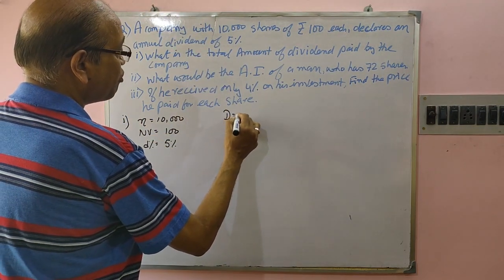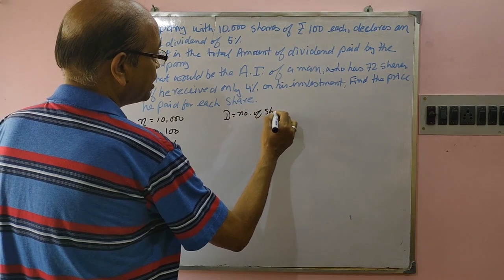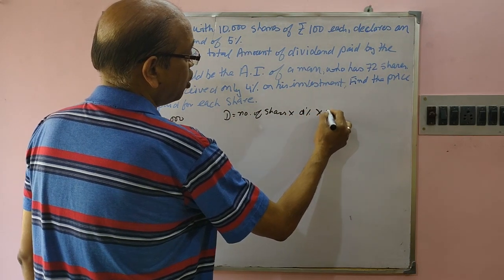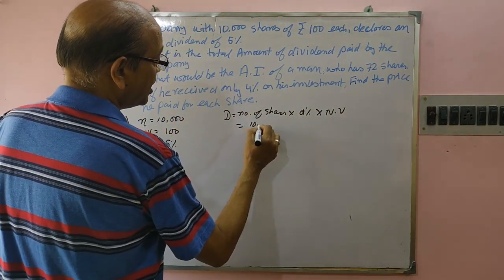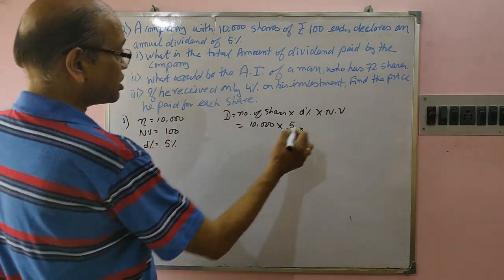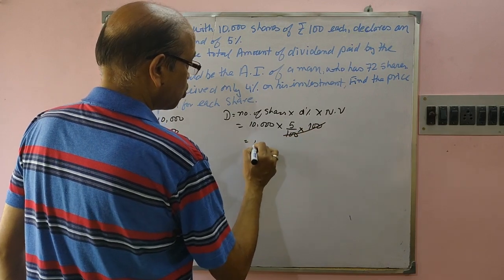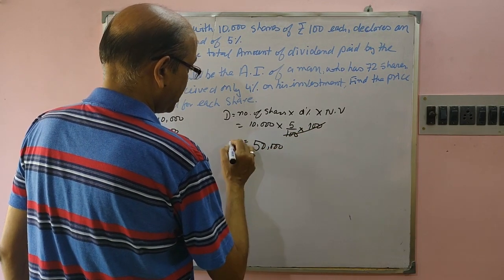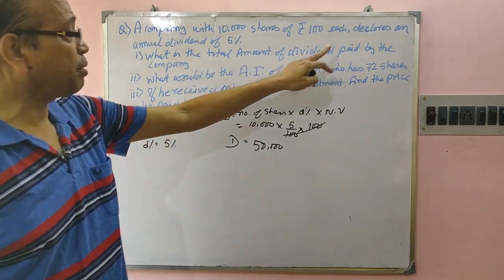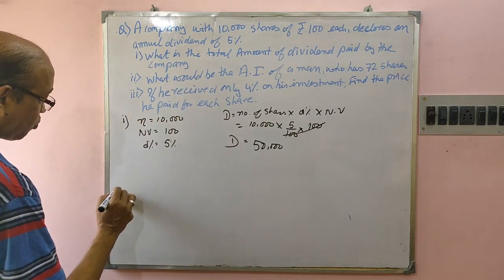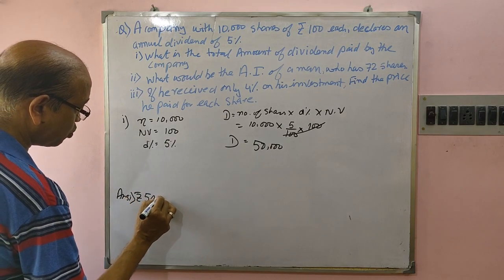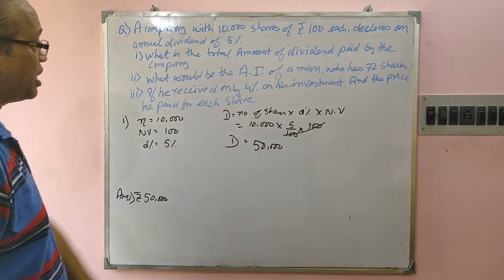Therefore, the dividend formula is number of shares into D percent into nominal value. Number of shares is 10,000. D percent means 5 by 100. Nominal value is 100. So that is 50,000. So 50,000 is the total amount paid by the company. Answer 1: rupees 50,000 is the total amount paid by the company.